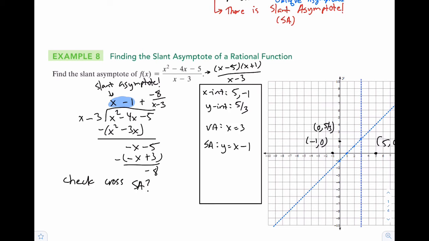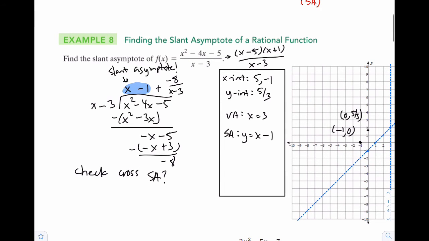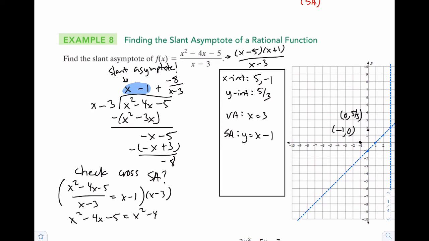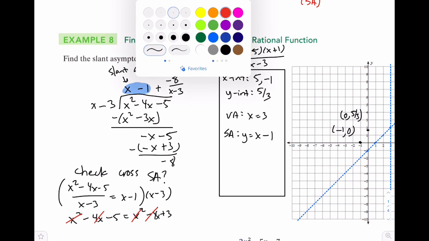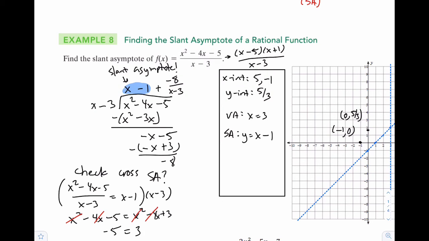To do that, it's actually pretty similar to what you've done in the past. You get your original function, your x squared minus 4x minus 5 over x minus 3, and you make it equal to your slant asymptote, which in our case is right here, x minus 1. We're going to solve it. I get x squared minus 4x minus 5 equals x squared minus 4x plus 3. Notice how the x's all cancel out, and we're left with negative 5 equals 3, which we know is crazy. Therefore, there is no cross.